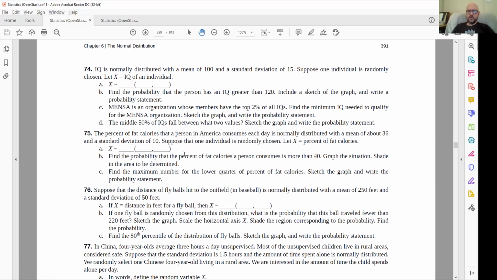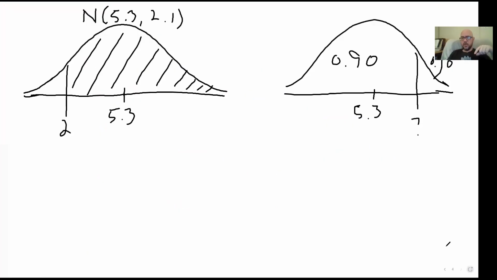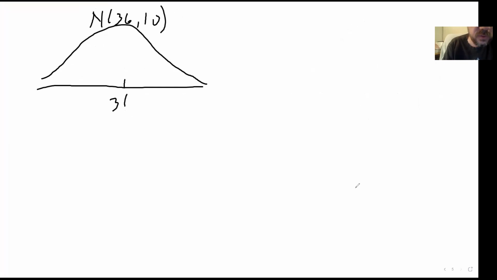Find the probability that the percent of fat calories a person consumes is more than 40. So here I want to find the probability that little x is greater than 40. Let's do a graph. I should have just done this first, right? As soon as we started doing a problem with normal distribution in it, this is N(36, 10). 10 doesn't go on there anywhere, but 36 goes right in the middle here. And their question was, what's the probability that we're greater than 40? So 40 is over here, and greater than is that way. So I want to do normal CDF of 40 up to infinity with a mean of 36 and a standard deviation of 10.